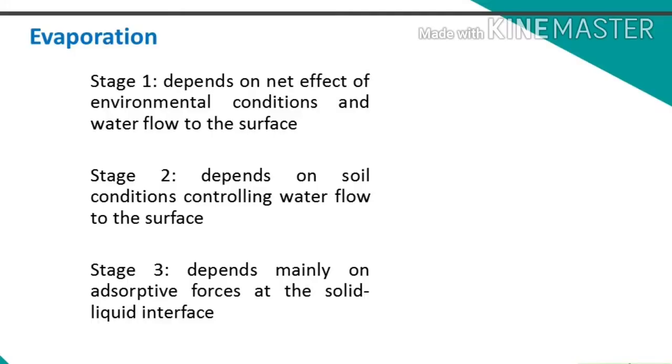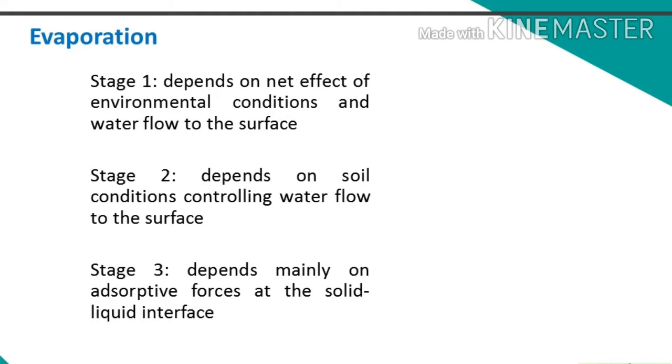For example, solar radiation provides the energy required for evaporation. Similarly, high humidity and low wind speed result in a low vapor pressure gradient at the soil-atmosphere interface, and hence there is a low evaporative demand.